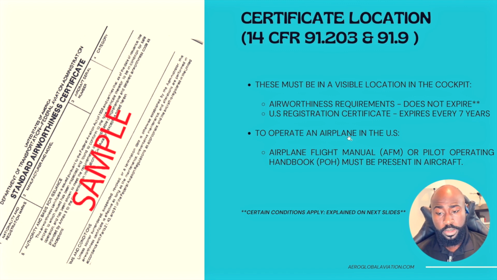To operate an airplane in the US, you also need to have an airplane flight manual or a pilot operating handbook. It must be in the cockpit of the aircraft. Throughout this program, you'll hear me saying a POH or airplane flight manual; I'm referring to the pilot's operating handbook. As a student pilot, you really need to familiarize yourself with this book, because it has a lot of information you need to know with regards to your aircraft.